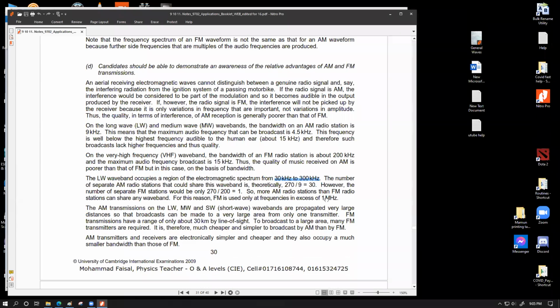Anyway, so this is the part that we have over here. So the significance of this fourth paragraph is that if we use AM radio stations within the LW wave band, 30 kilohertz to 300 kilohertz, theoretically you can operate 30 individual AM radio stations within the same geographic space. But because the FM radio station has a bandwidth of 200 kilohertz, theoretically we could operate only one.